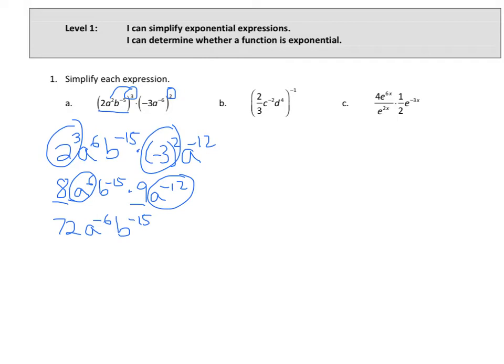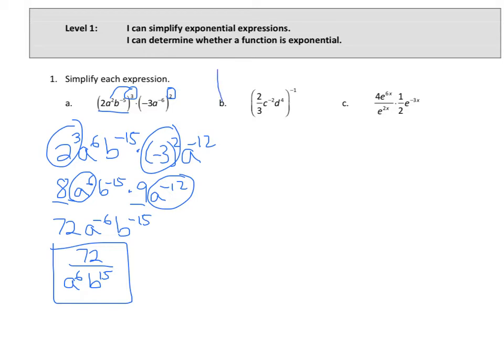And then anytime you have a negative exponent, you need to move it. If it's in the top, it needs to move down to the bottom. So I leave the 72 on the top. It's not attached to those variables. It stays up top, and I move a to the negative 6 down, and it becomes a to the positive 6. I move b to the negative 15 down, and it becomes b to the positive 15. And there is my simplified answer with all positive exponents.